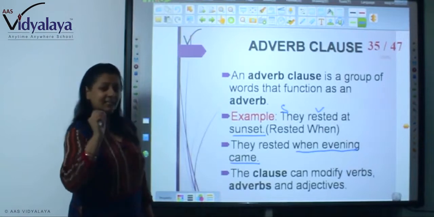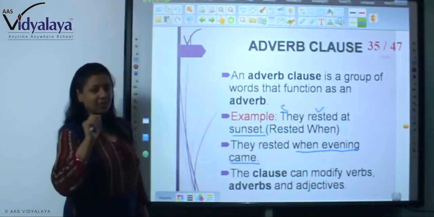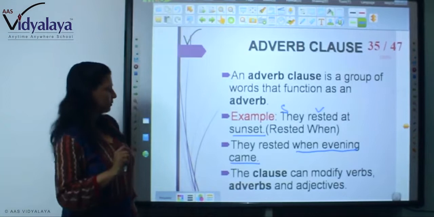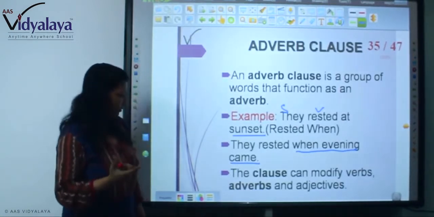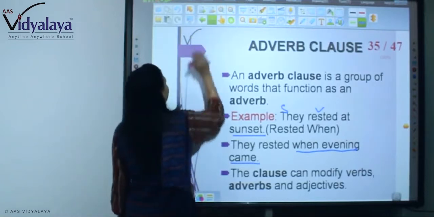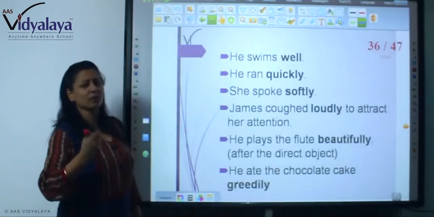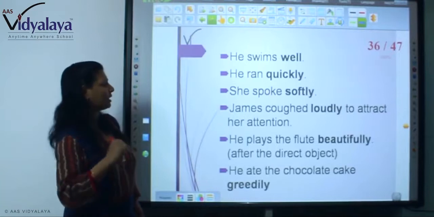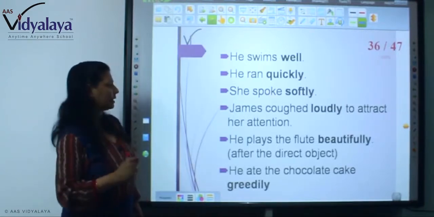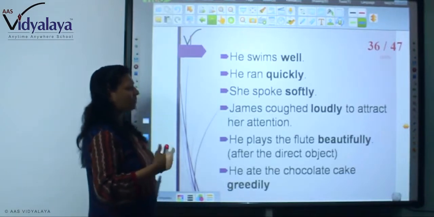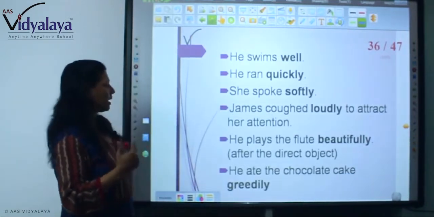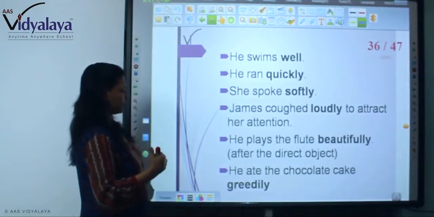The clause can therefore modify a verb, adverb and adjective. So this adverb clause can modify verb, adverb and adjective. Now, he swims well. He swims how? Well. He ran quickly. He spoke softly. Now, James coughed loudly to attract her attention.